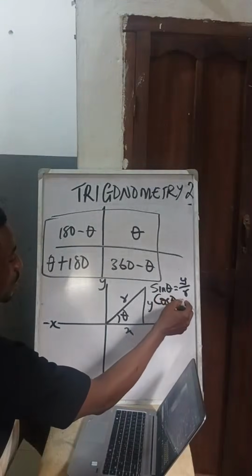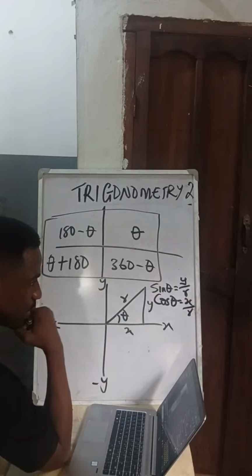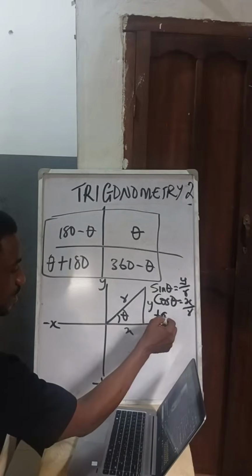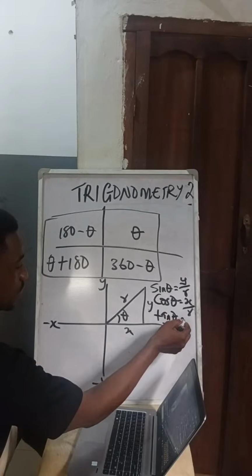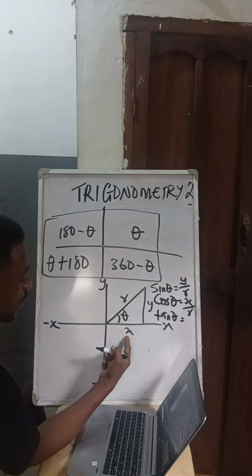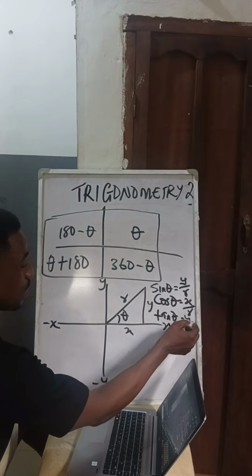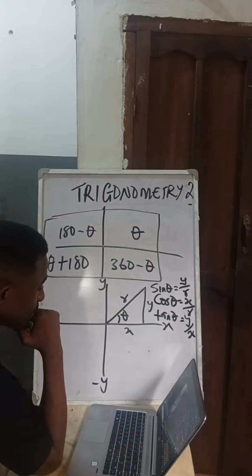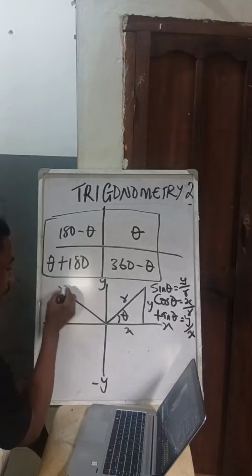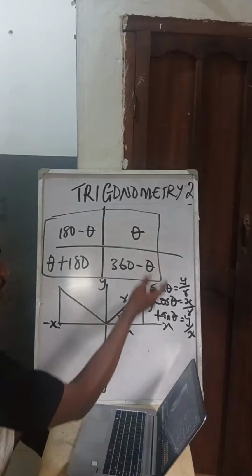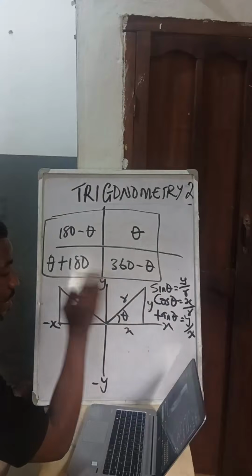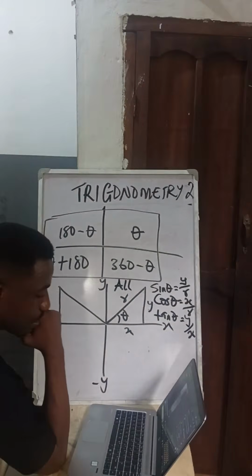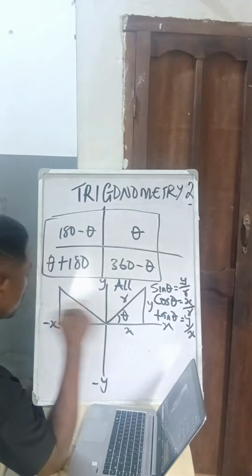Cos theta is equal to x over R. Positive or negative? Positive. Then tan theta is equal to opposite over adjacent, y over x. Now, we go here, pay attention. None of this, sine theta, cos theta, tan theta, is negative. Hence, we say all positive.